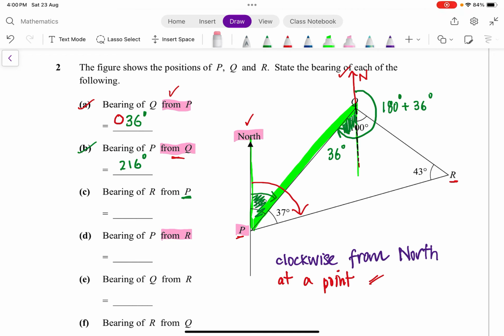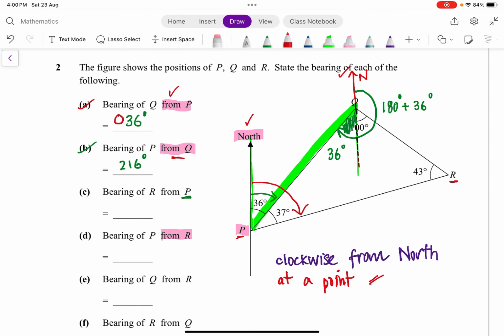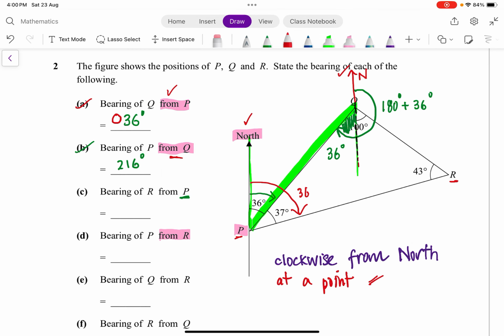If you take a look at this angle, we know that this is simply equal to 36 degrees plus 37 degrees. So I put them together, and what I will have here is 73 degrees. Because bearing is written as 3 digits, I have to add a 0 in front. Therefore, the answer for part C is 073 degrees.